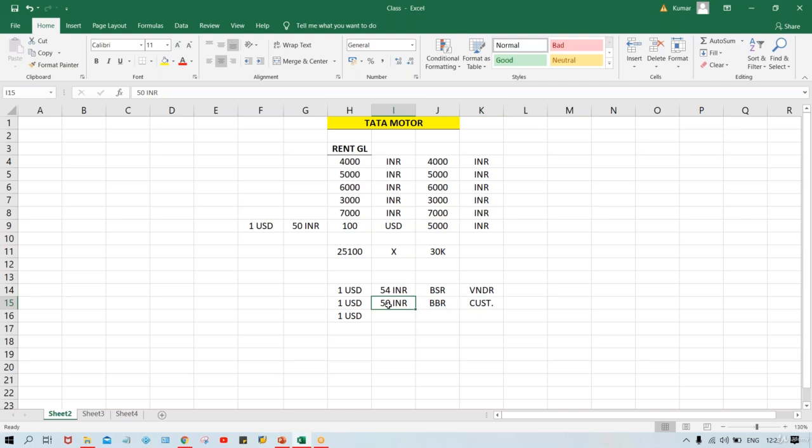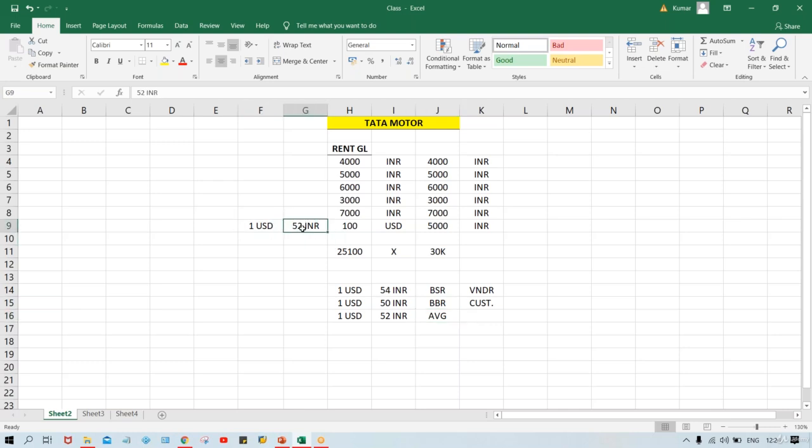But generally what happens, guys, in most cases, you'll have customers and vendors both. So in that case, we are going to maintain the average rate. Average rate means what will happen? 54 plus 50 divided by 2. So 52 INR is going to be treated as your average rate. So which rate is going to be specified, guys? Bank buying rate, bank selling rate, or average rate, right? So which rate are we going to maintain?